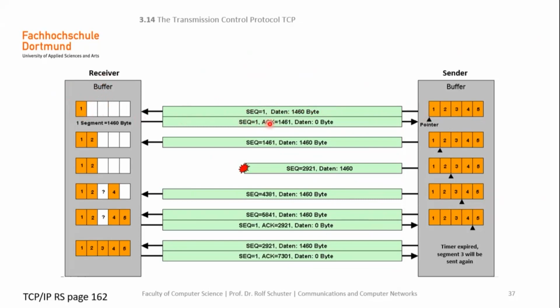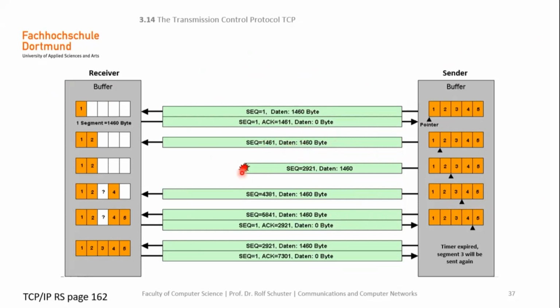an acknowledgement. But the acknowledge number is in fact 1 plus 1,460 bytes. That is 1,461, the acknowledge number. After that, the sender will send the second segment, that in fact is the sequence number 1,461 with this amount of data.